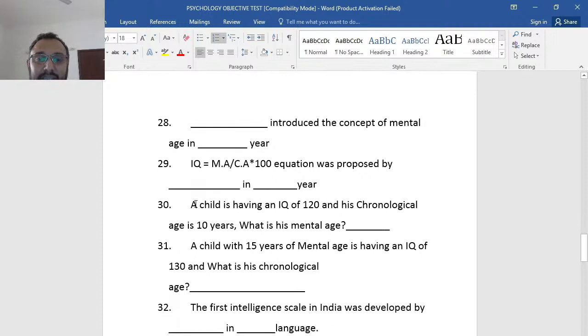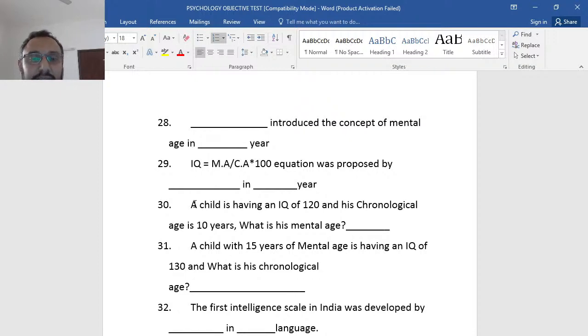Let us see the question number 30. This type of question is also possible for you, like a mathematical question. A child has an IQ of 120 and his chronological age is 10 years, then what is the mental age? You see, IQ is equal to MA by CA multiplied by 100. If you place this in the equation, IQ 120 is equal to MA by CA, which means 10, multiplied by 100. Then you will get 12 years as the mental age.